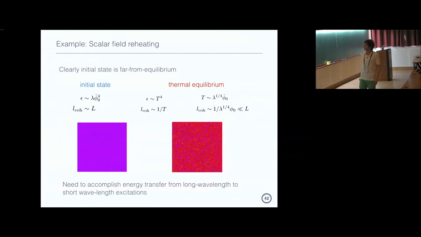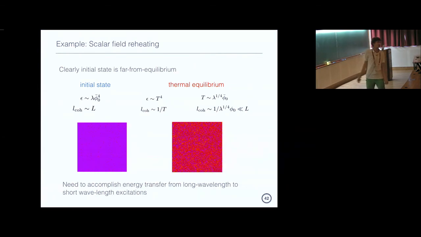So how can we characterize this? In the initial state, right? We're dominated by the potential energy density of the scalar field, right? So that's lambda phi 0 to the 4, okay? Whereas in thermal equilibrium, the energy density for this theory is something like pi squared over 30 T to the 4, okay?